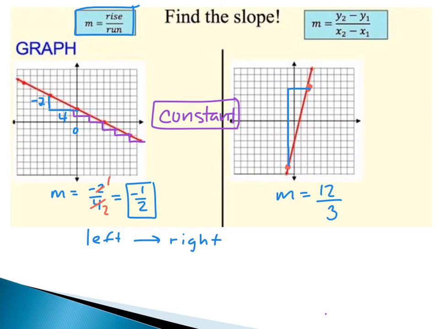So now to simplify that, what's 12 divided by 3, or 12 over 3? Divide each by 3. That's going to give me 4 and 1. That means my slope is positive 4 over 1.